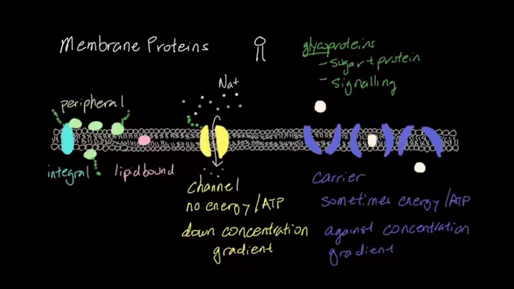We have our carrier proteins, which are kind of like a baseball glove. It can take in a particular molecule and let it out inside the cell, or it can do it in reverse. And these can sometimes use ATP, and what's special is they can go against the concentration gradient. And finally, we have glycoproteins, which really can be any of the proteins that we've drawn out. It's a sugar plus a protein, and it participates in signaling, so cells can recognize each other.